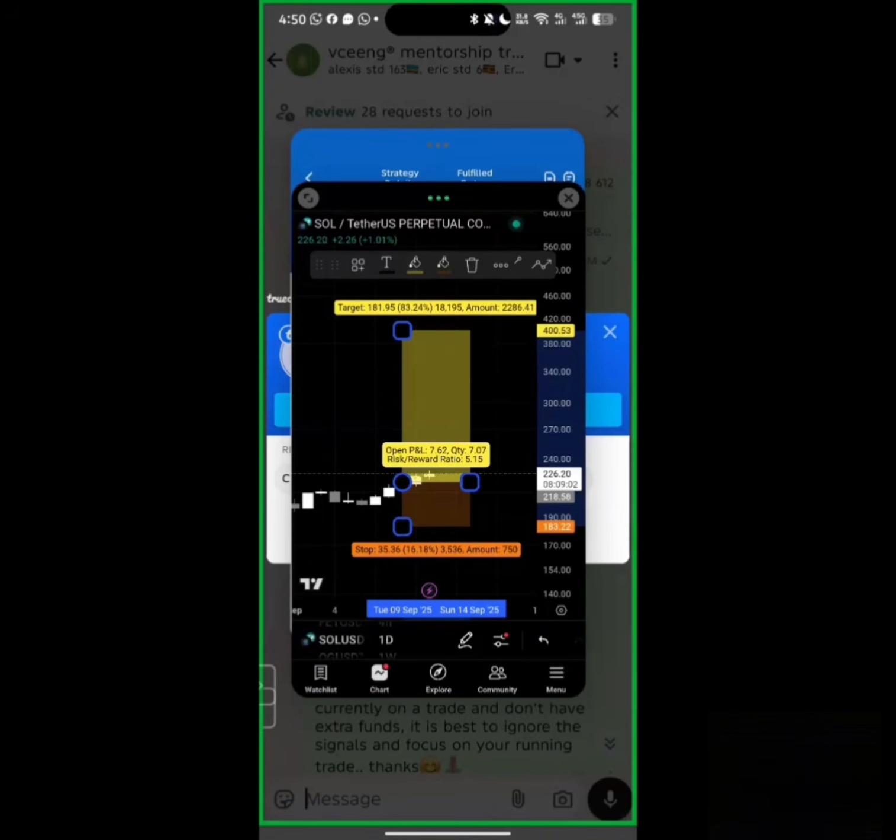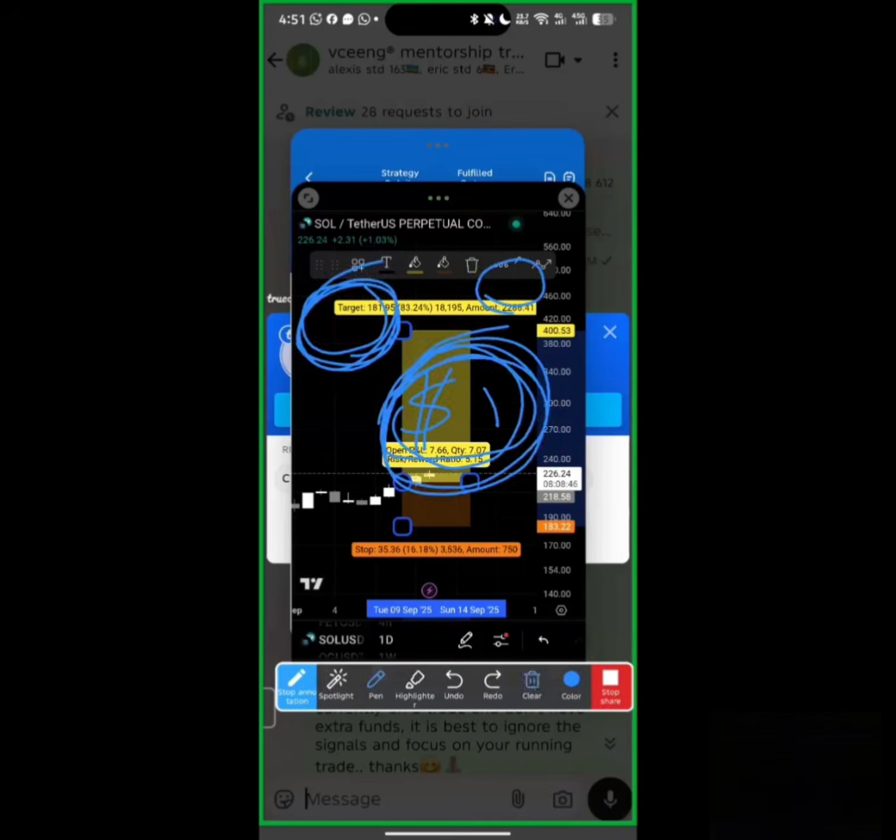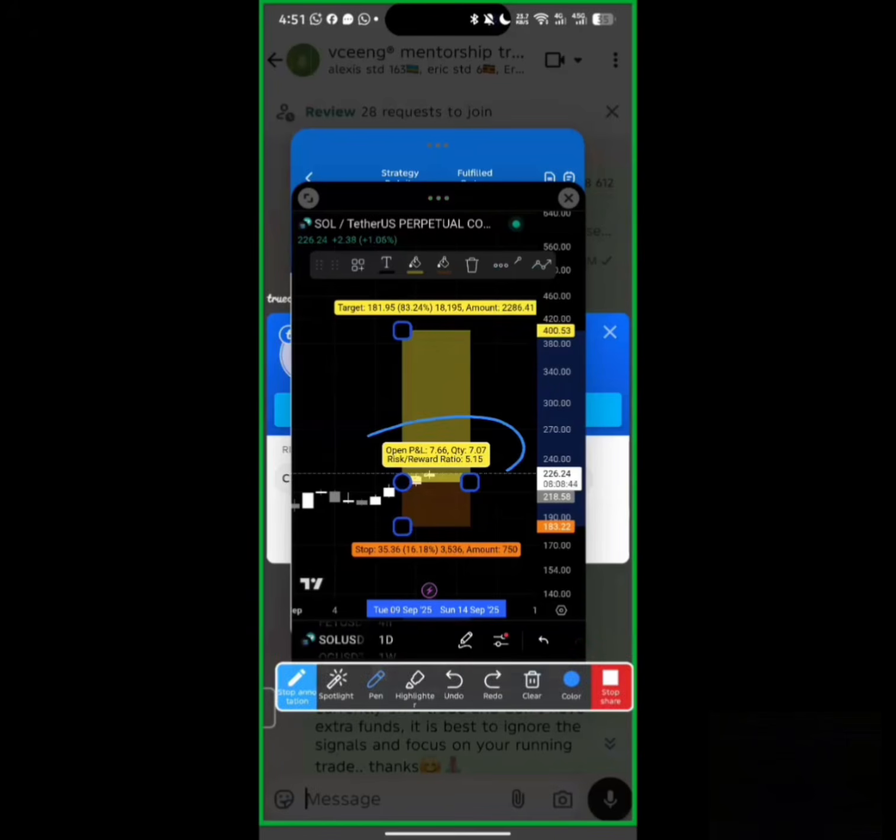If you are going to lose, the best risk to reward ratio is 2 to 1. If you are going to lose 1% of your capital, you must be able to make 2% at least. So this risk to reward ratio now is 1 to 5. See it here. Risk to reward. This is it. 1 to 5.